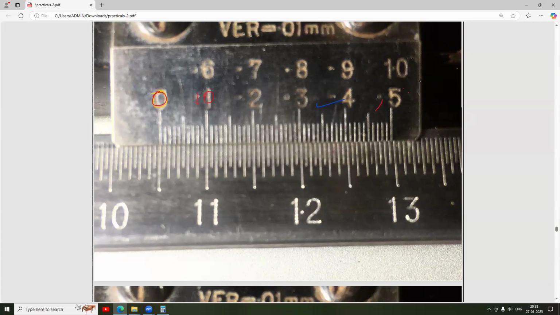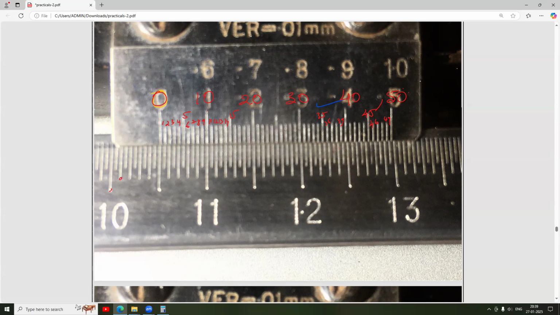This is 0. This is 10. 20, 30, 40, 50. Between them you have 10 lines each. This is 1, 2, 3, 4, 5, 6, 7, 8, 9, 10, 11, 12, 13, 14, 15, like this. So this is 45, 46, this is 35, this is 36, this is 39, something like this. This is 49. Okay. Now what is the main scale reading?